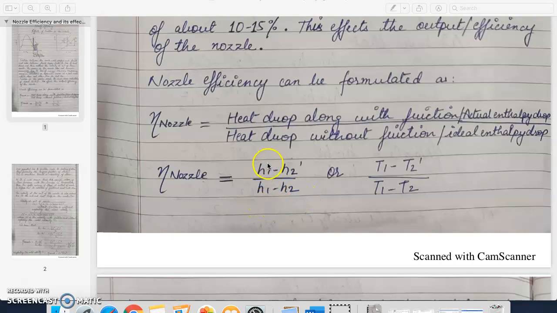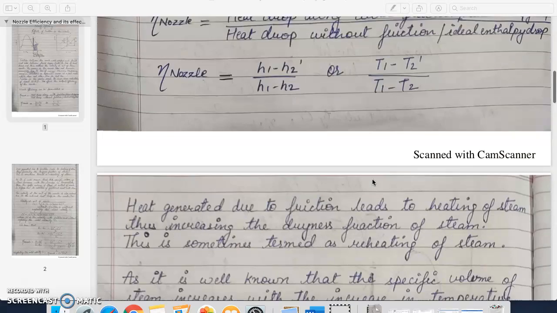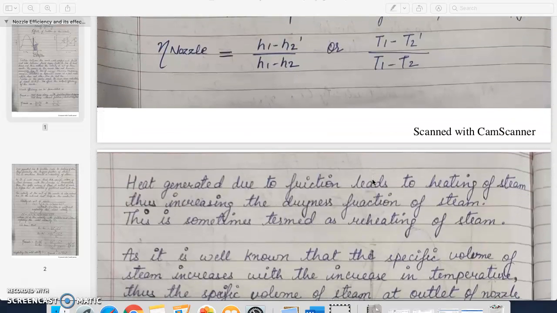And as we know that enthalpy is a function of temperature only, we can have CpT in place of H1 or H2. It will be CpT1 and CpT2, and hence we can have the nozzle efficiency in terms of temperature also, which is T1 minus T2 dash upon T1 minus T1 minus T2. So now we will discuss the effects of friction on the conditions in the nozzle during the flow through the nozzle.